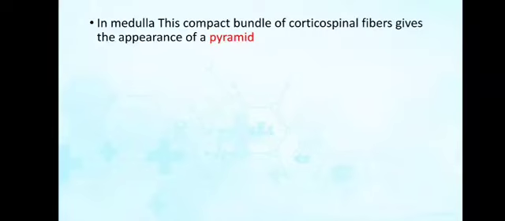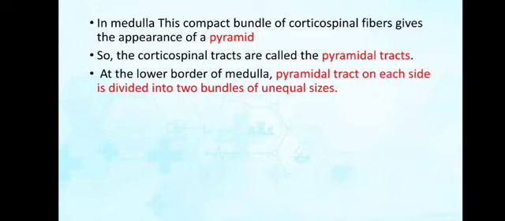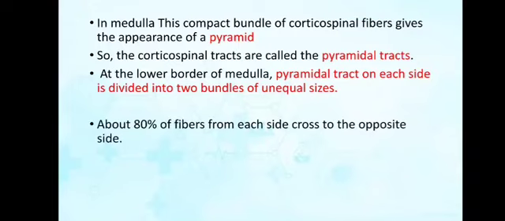In the medulla, this compact bundle of corticospinal fibers gives the appearance of a pyramid. Now, the corticospinal tracts are called the pyramidal tracts because of the pyramidal structure formation. At the lower border of the medulla, the pyramidal tract on each side is divided into two bundles of unequal sizes. About 80% of fibers from each side cross to the opposite side. While crossing the midline, the fibers of both sides form the pyramidal decussation.